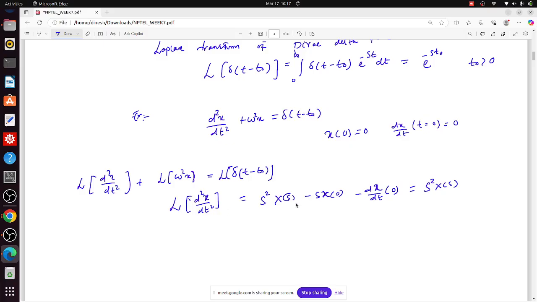So if we substitute this into equation number 1, we get s square X(s) plus omega square, and the Laplace transform of x, let's say X(s), is equal to the right hand side, which becomes e power minus s t0. So X(s) is equal to e power minus s t0 by s square plus omega square.